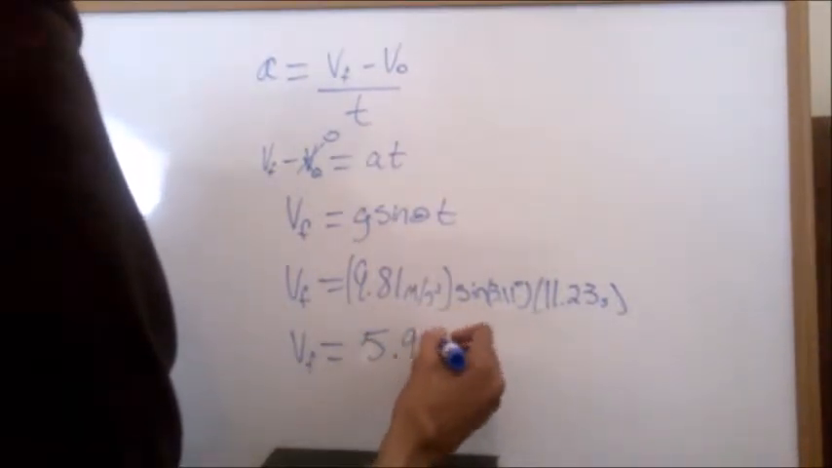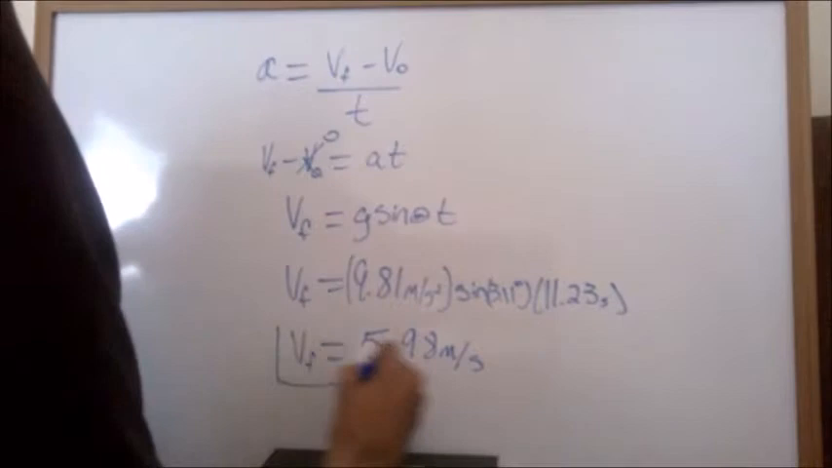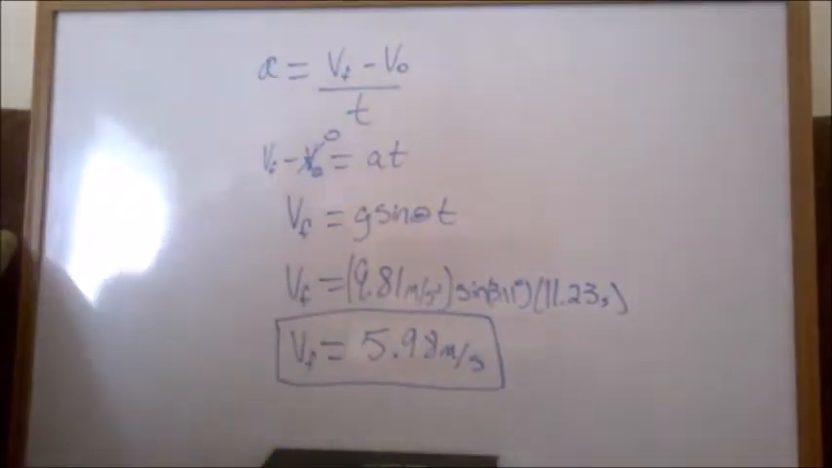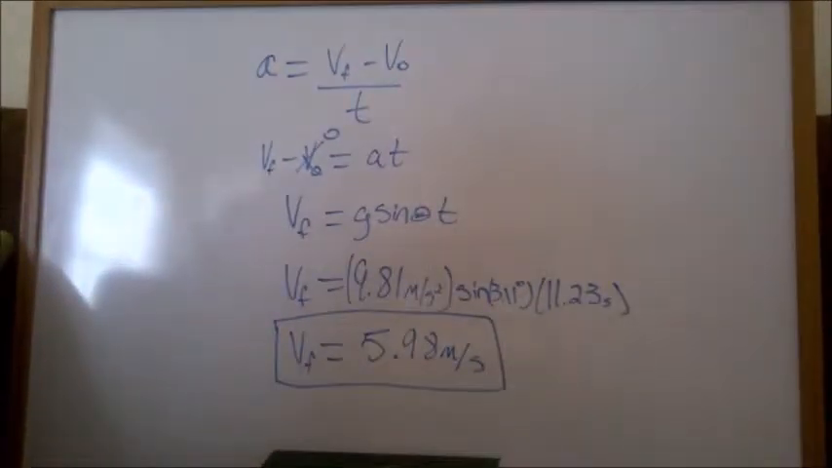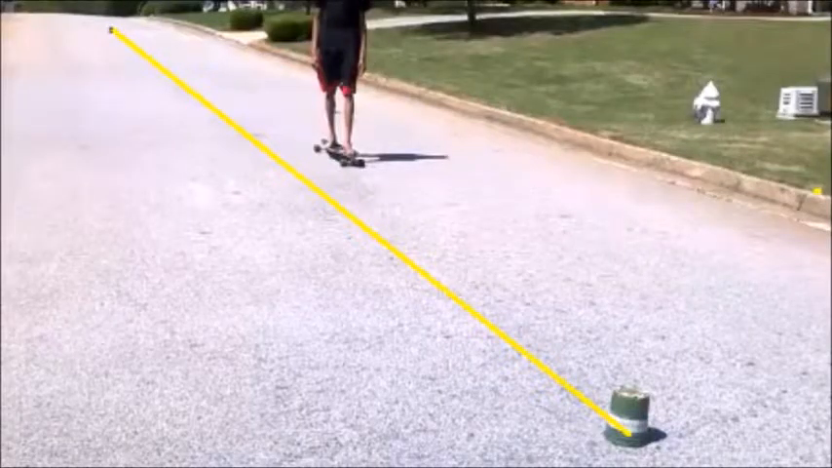The result of comparing the theoretical data to the experimental data is that experimentally, the sum of the forces was greater than that of the theoretical, which is why the experimental final velocity of 5.98 meters per second was slightly greater than that of the theoretical at 5.73 meters per second.